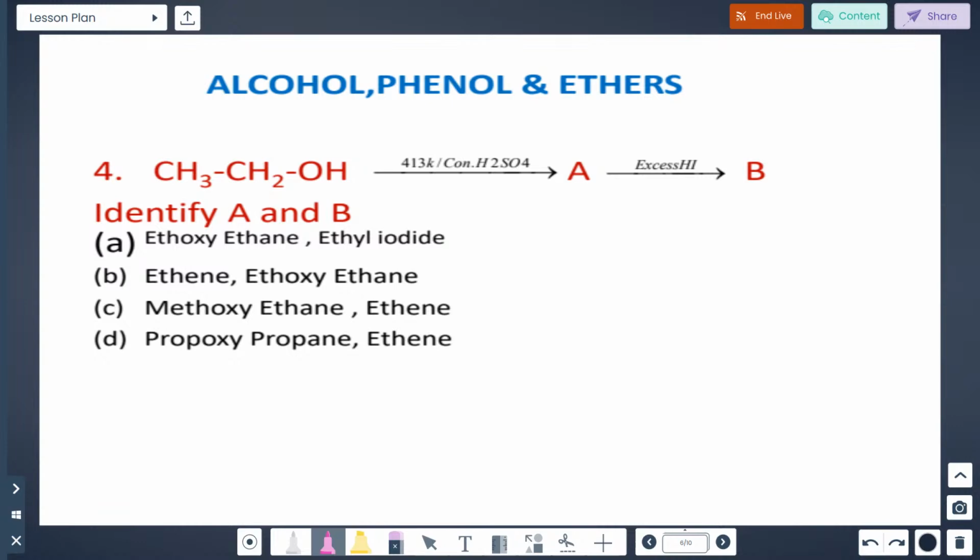413 Kelvin, you just remember, it is an intermolecular dehydration of alcohol. So for getting diethyl ether, this one you write 2 times. It's called intermolecular dehydration. So you write 2 times. That is, one molecule you can write like this.